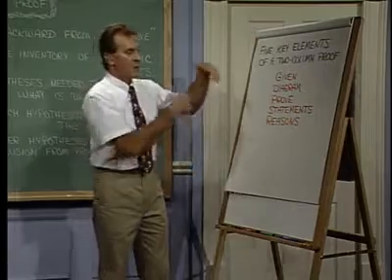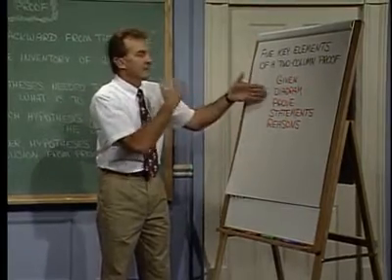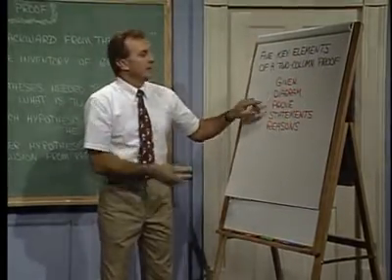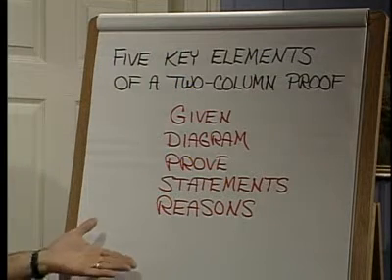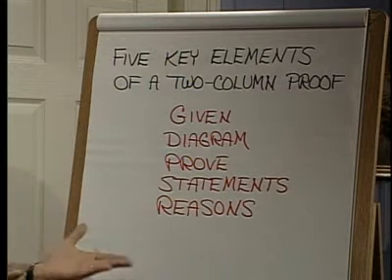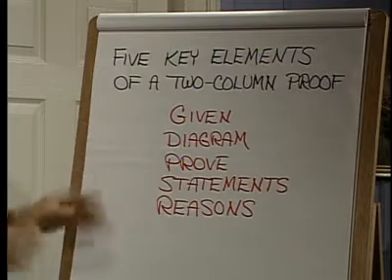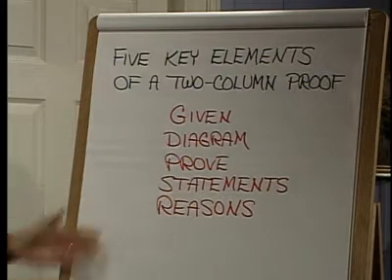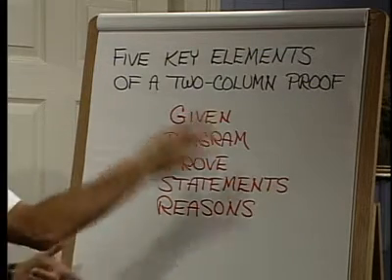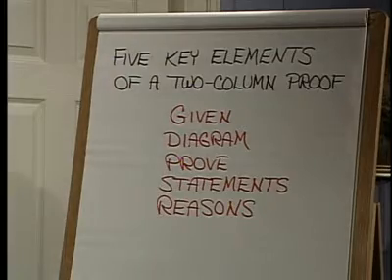So again, we have what's given, then the diagram, we make a picture, and then write down what we're trying to prove here. What are we going after? What's our end result? And then we begin a series or two columns for our statements on one side and the matching reasons on the other side. Let's take a look.